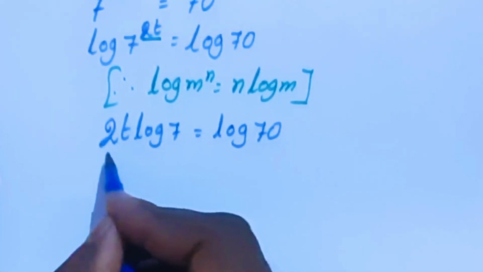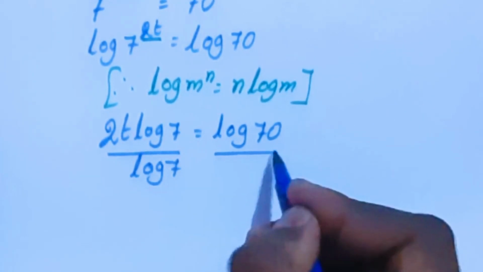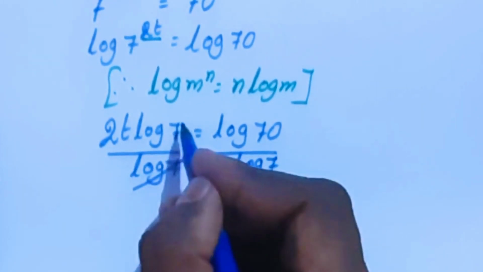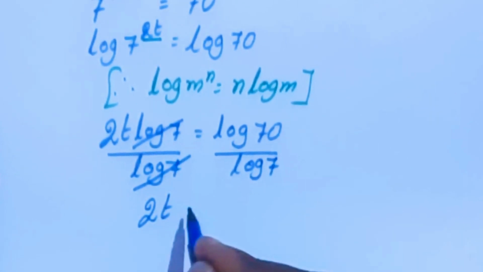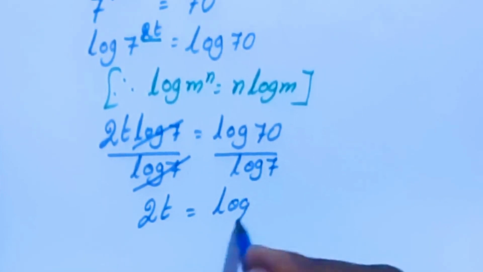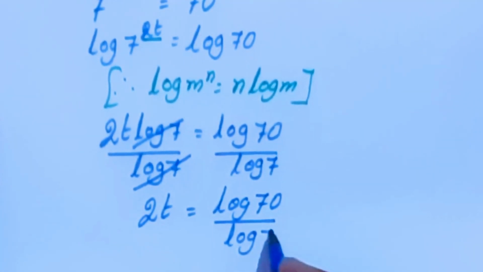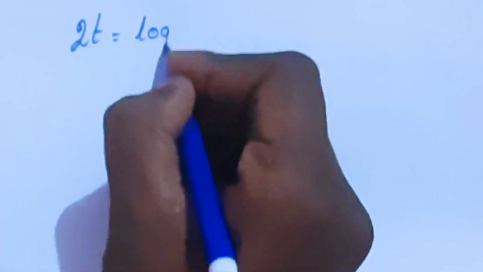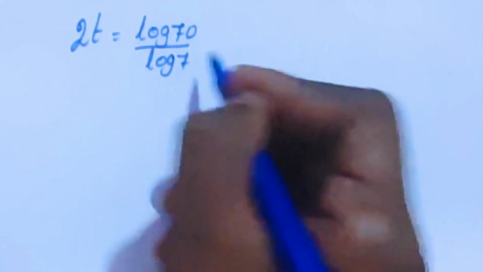Now divide by log 7 on both sides. Log 7 here, log 7 here. Now this log 7 cancels this log 7. So we have 2t equals log 7t by log 7.